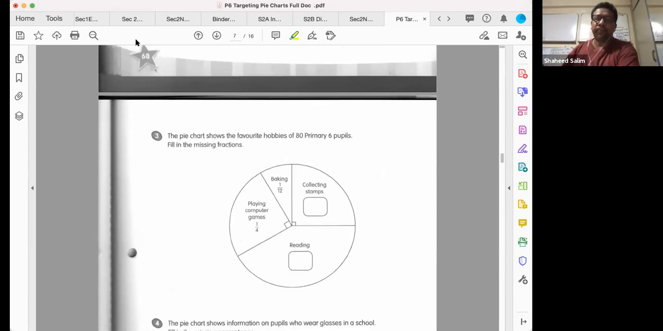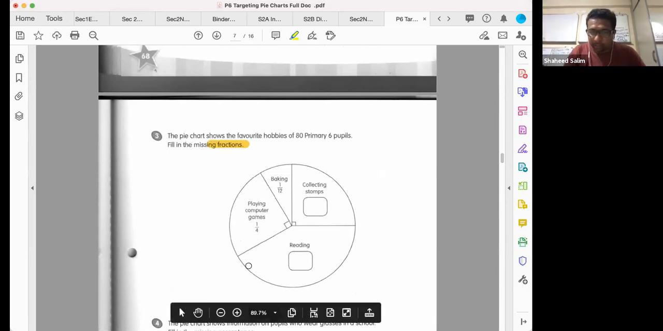Okay, we try this one. They want you to write fractions. Sophia, you know what's the fraction for the whole thing? All of them? You know, right? One whole. One whole.